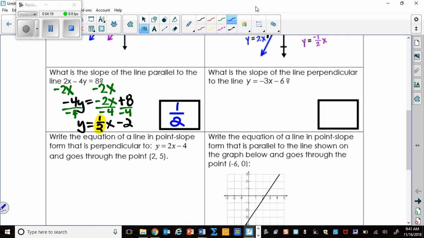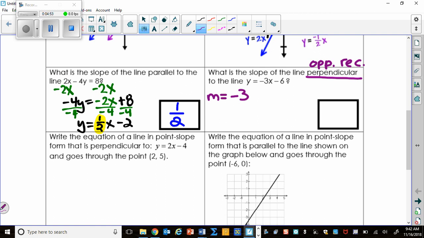Alright, I would like you to try the next one on your own here. You can pause the video to think about it, and I will be going over the answer shortly. Alright, hopefully you tried this problem. What is the slope of a line that's perpendicular to the line y equals -3x minus 6? Perpendicular means opposite reciprocal slopes. Sometimes I write little notes down here so that I can remember. Opposite reciprocal slopes, so that means I'm going to do two things. And it's only asking for slope.